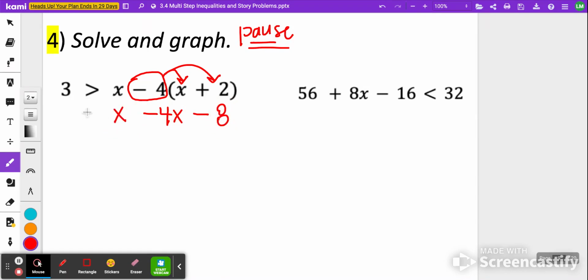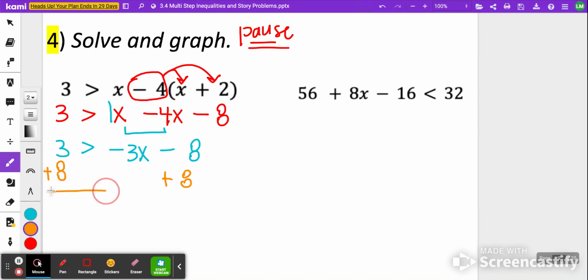I'm going to bring down the x I had in front, the greater than symbol, and the 3. The next thing I need to do is combine like terms. And one thing that might be helpful is to make a 1 appear in front of this x. So now I see 1x minus 4x. I can combine those. That's going to give me negative 3x. Minus 8 still comes down, greater than, and a 3. Next, I'm going to move all my numbers to one side. That just means I'm going to add 8 to both sides. When I do that, I'm going to get 11 is greater than negative 3x.